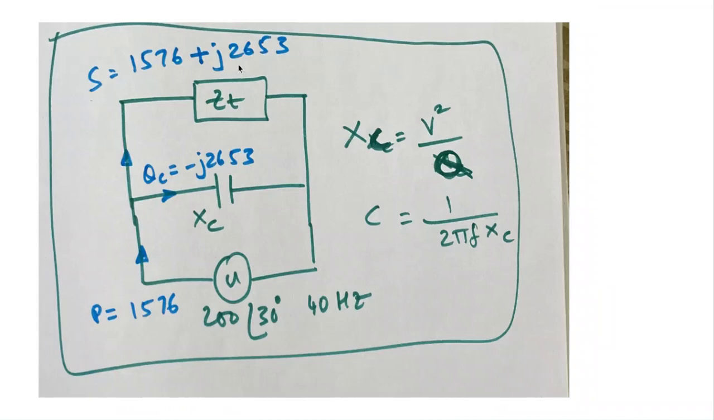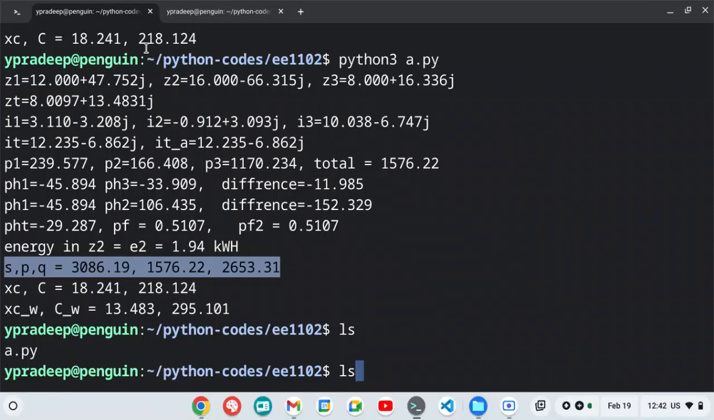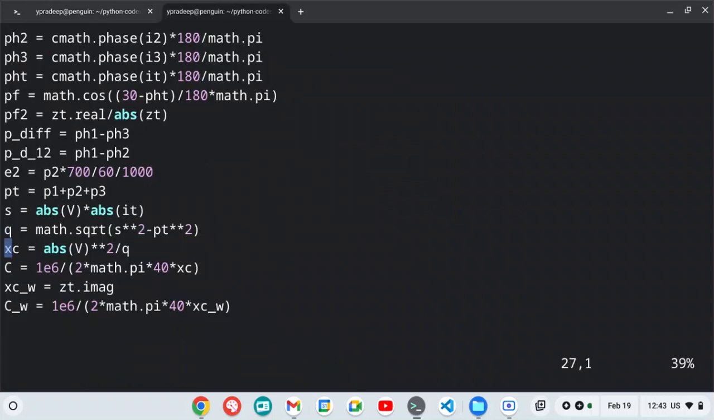Here you can see 2653 is the reactive power consumed by the total impedance, and the active power is 1576. This 1576 still comes from the voltage only. But the 2653 I want to cancel out locally by keeping a capacitor. So from the V and Q, I can find the C. V square by Q is XC. So that is another formula. I go here, and you can see the line I am highlighting. Absolute value of V square divided by Q will give me the reactance XC.